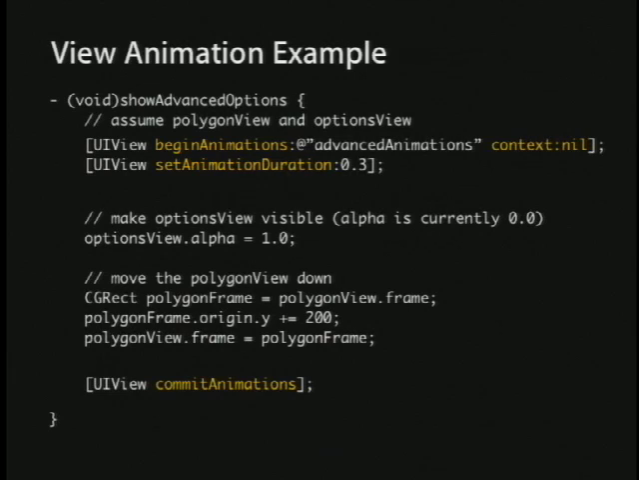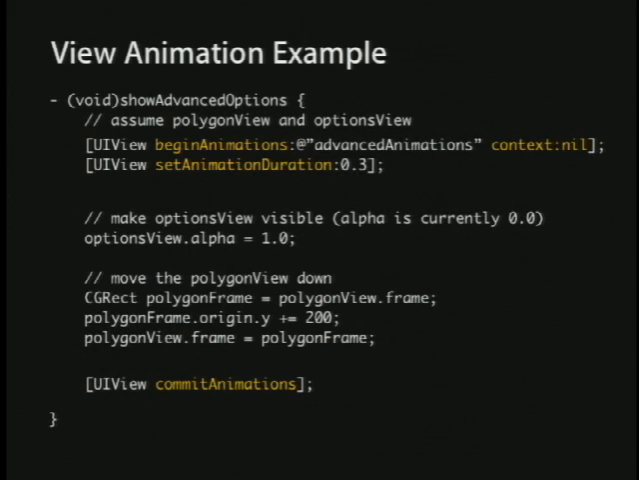We're going to call the Show Advanced Options button. When the user flicks that switch on the little sample we just saw, we're going to call this code. And the first thing we'll do is call UIView begin animations context. So when you begin an animation block, you can name that block. There's some delegate methods later that you'll see where you can reference this name. For this case, we'll just call it advanced animations.